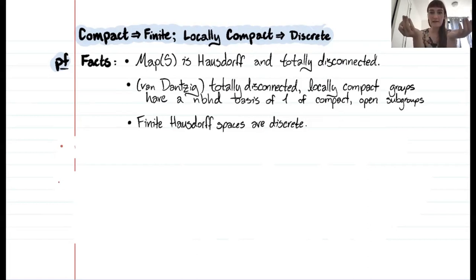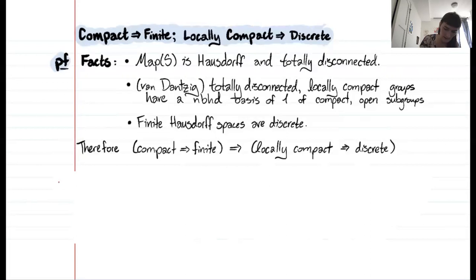So what this says is if we can show that compact subgroups are finite, then what we'll have shown is that our neighborhood basis of the identity is finite subgroups. And hence we have these open discrete neighborhoods of the identity. So this will show that if compact subgroups are finite, then locally compact subgroups are discrete. Okay, so this reduces the problem to just showing that compact subgroups are finite.